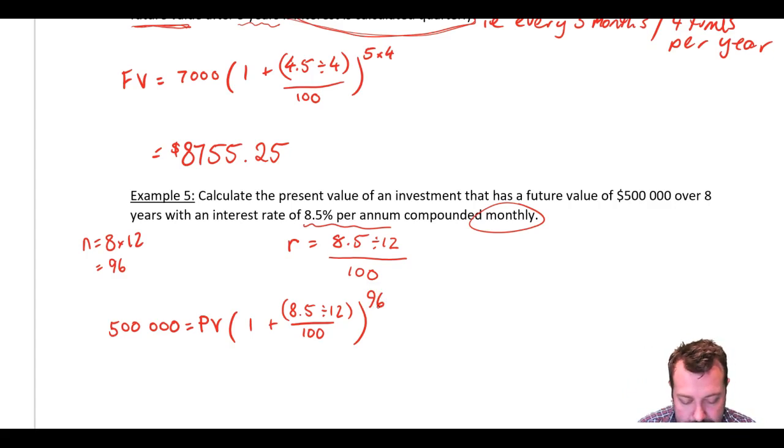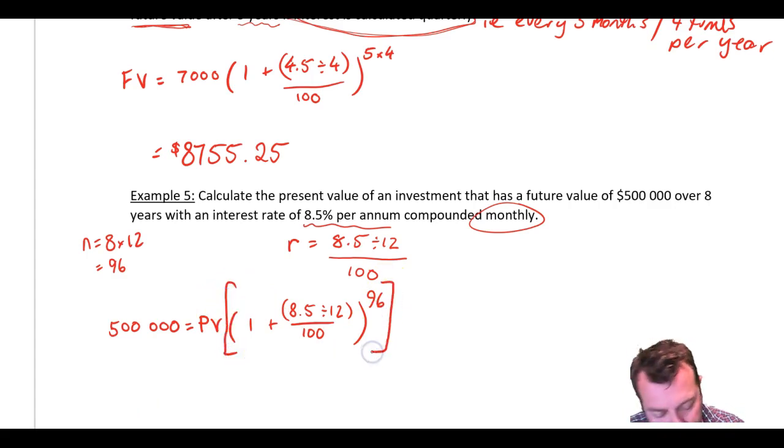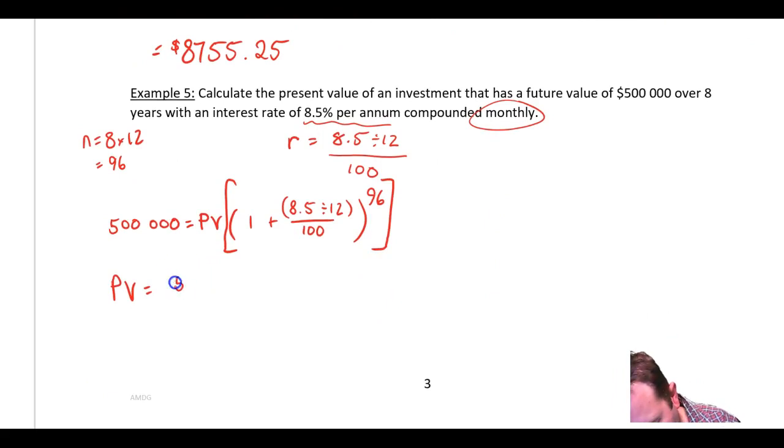Now this is looking pretty complicated. But if I take all of this part of my expression and I divide both sides by that, my present value then equals, we'll have to scroll a little bit here, it's 500,000 divided by, or over, 1 plus 8.5 divided by 12 over 100, and all of this to the power of 96.